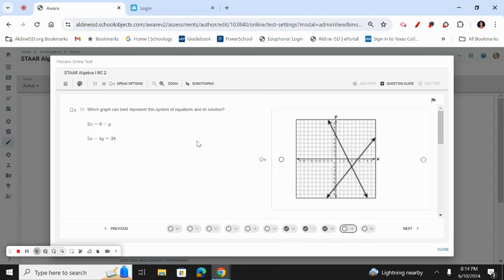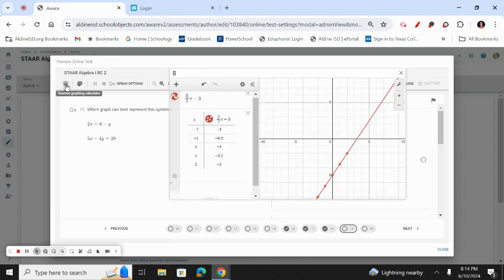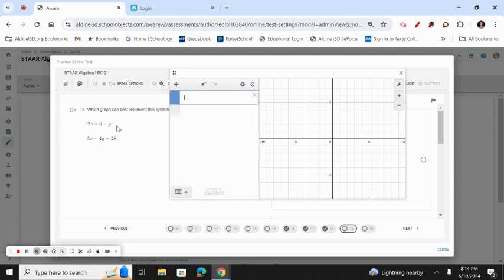Which graph best represents the solution? We want to switch the x and the y. So if I switch the y over to the other side, it's going to be a positive, and the 2x is going to become a negative x. The 6, nothing happens to it. Alright, I move over the x, so it's going to be negative 5x plus 28, and then I'm going to divide by -4.